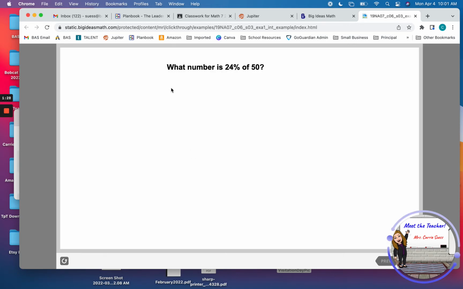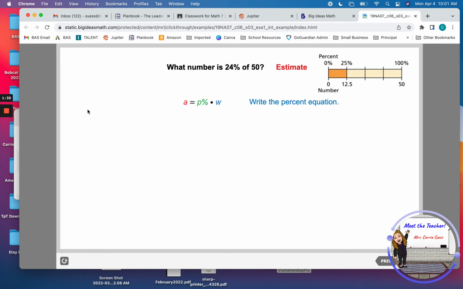Okay, so what number is 24% of 50? So write your equation. Don't worry about estimating. A equals P percent times W. What now? We have 24% and 50. Where in this equation would we put the 24%? The 24% is a P. Yes, so we're going to put 24 right here. And where would we put the 50? W, because that's the whole. It's asking what number is 24% of 50.